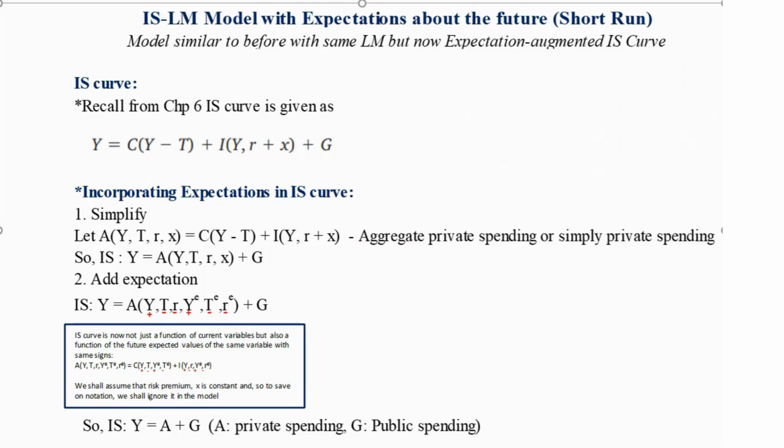We know from chapter 6, the IS curve represents goods market equilibrium. So the equation of the IS curve is Y is equal to C plus I plus G. Now we want to incorporate expectations in the IS curve. Now there are two steps to do this.